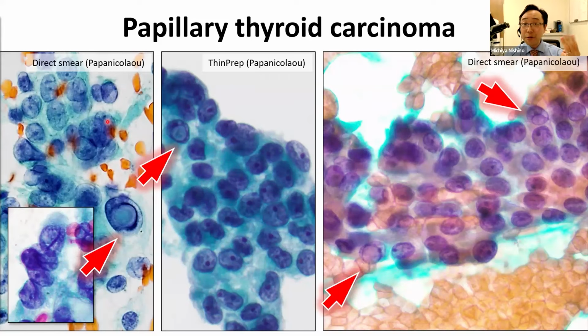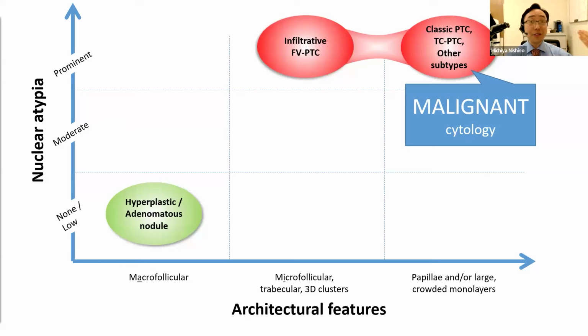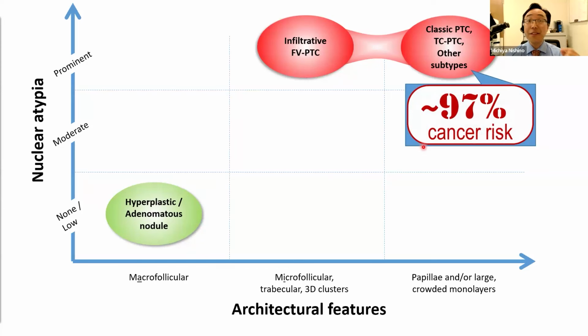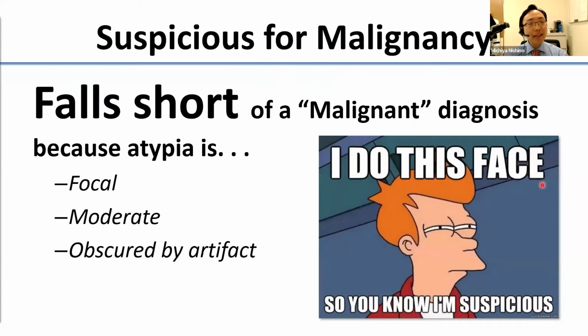When all three of these nuclear features are present, nuclear enlargement, nuclear irregularity, and chromatin pallor, we would consider the nuclear atypia to be quite prominent and diagnose the aspirate as malignant, as they represent either classic papillary carcinoma or one of its equally malignant papillary carcinoma subtypes. And our treating clinicians understand that aspirates that we place in this category, malignant, have a near 100% probability of malignancy.